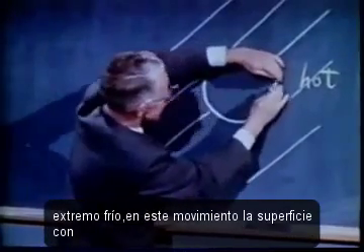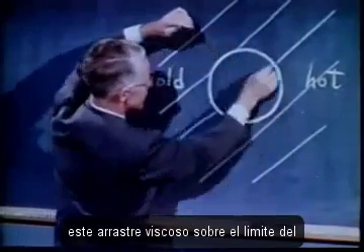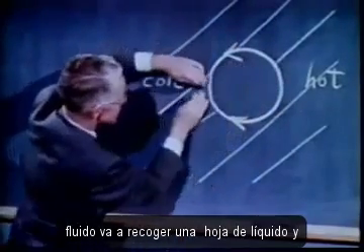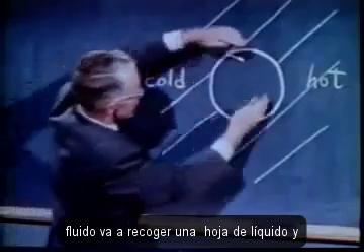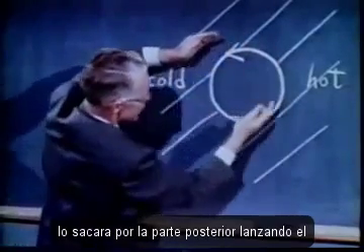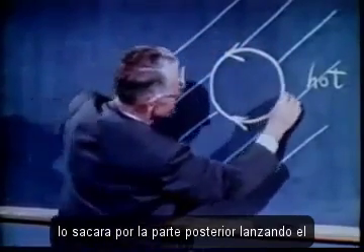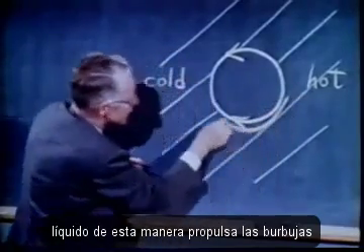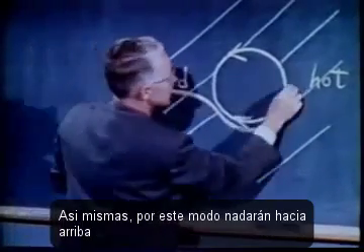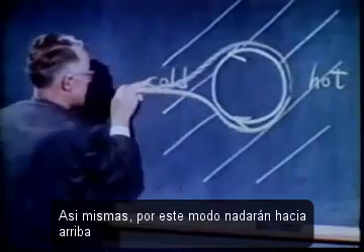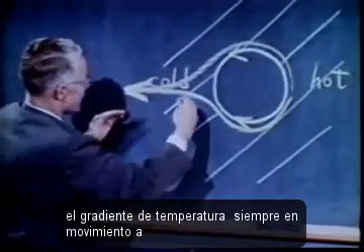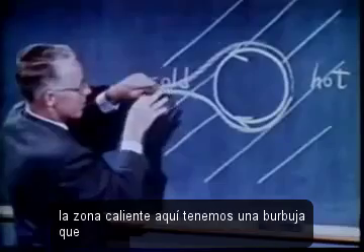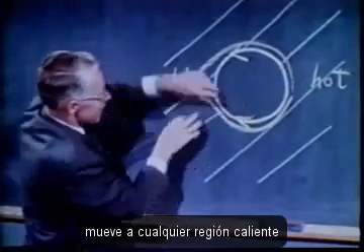This movement of surface with the viscous drag upon the boundary fluid will pick up a sheath of liquid and jet it off the back end. By jetting liquid this way, the bubble propels itself that way. It will swim up the temperature gradient, always moving to the hot region. Here we have a bubble. It moves to any hot region.